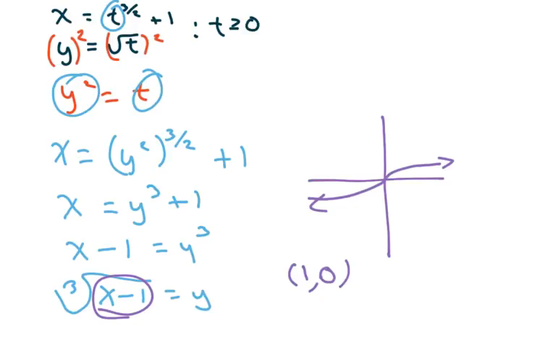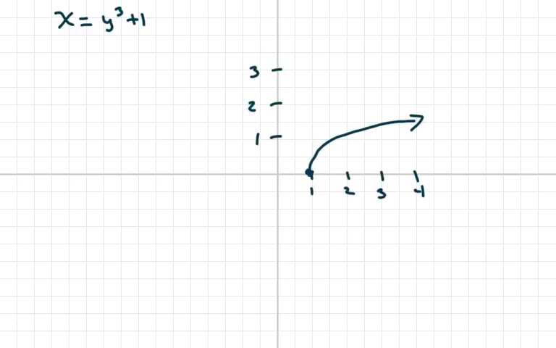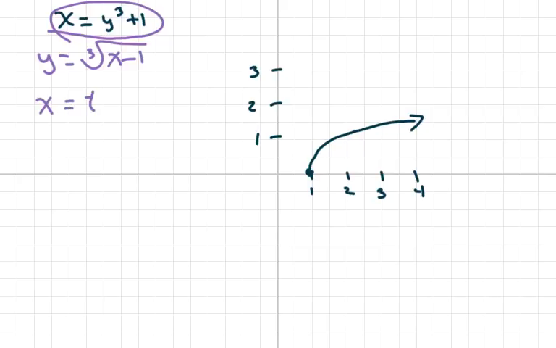And you can actually look at it here. There's your equation. If I rewrite it, it's y equals cube root of x minus 1. Or we can look at the parametric equations. x equals t to the 3/2 plus 1 and y equals square root of t. We want t to be greater than or equal to 0. So when I plug in 0, which one's plus 1? This is plus 1.